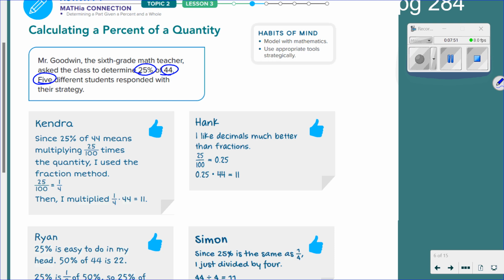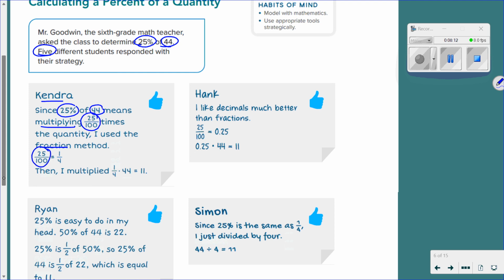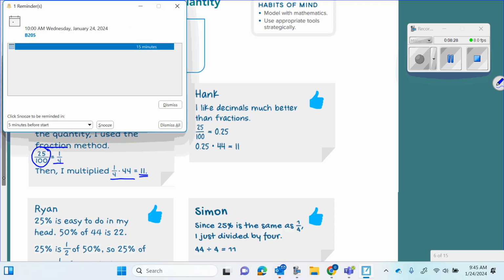Kendra starts out. She says, since 25% of 44 means multiplying 25% times the quantity, I used the fraction method. So she turned the 25% into a fraction using the definition, which is it's out of 100. So that was actually her journal entry. All I do is I take the percent, I put it over 100 to make it a fraction. And then she simplified to 1/4. Once she simplified, then she said, okay, it's just 1/4 times 44, and the answer was 11. Does everybody understand the process she used? Does it make sense? Okay?